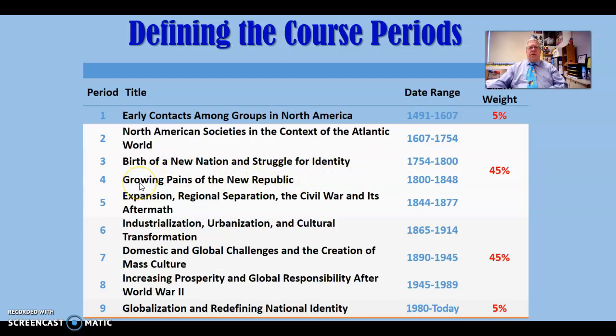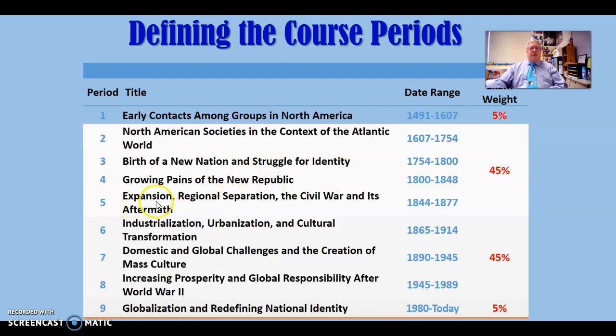The next one, time period 4, growing pains of the new republic, 1800 to 1848. Obviously, this is going to cover the peaceful revolution, the changing of parties into the government with the presidential elections and changes. The War of 1812 really leading right up into the Mexican War in that process and how America was growing. This will also have the Jacksonian era involved in it also.